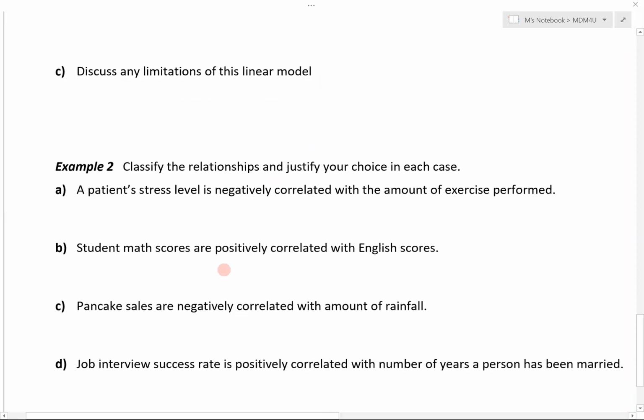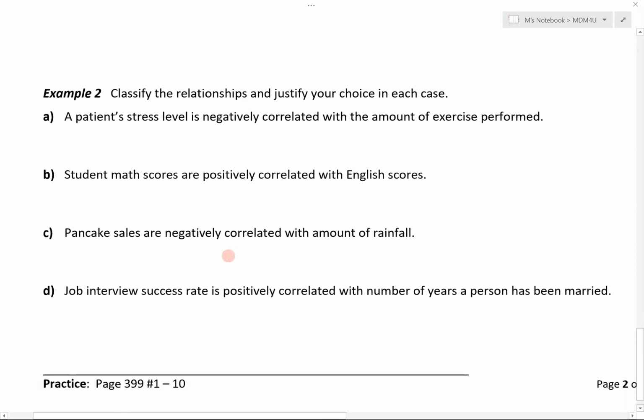Okay, so example number 2, classify the relationships and justify your choice in each case. So patient's stress level is negatively correlated with the amount of exercise performed. So I'm going to say here this is a cause and effect. The reason why is because there have been scientific studies that have proven that exercise helps reduce stress. So if it's negatively correlated, it means your graph would look like this. So your stress level is going down as you increase the exercise.